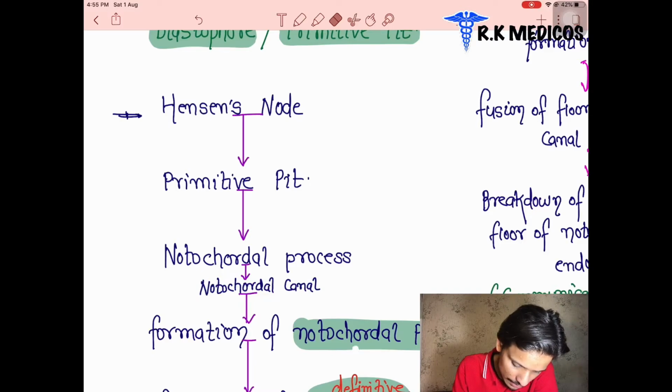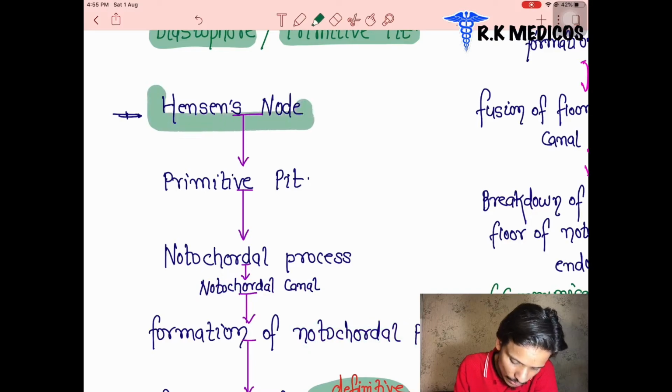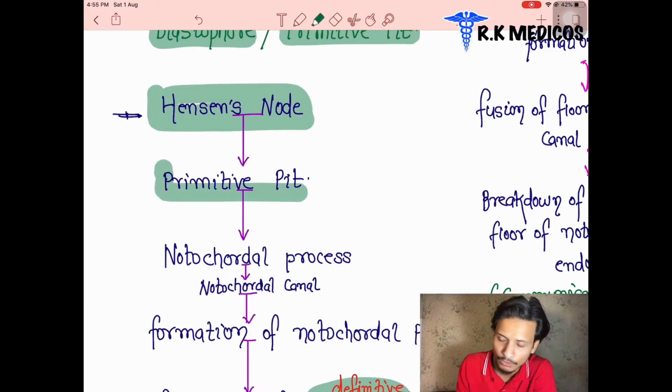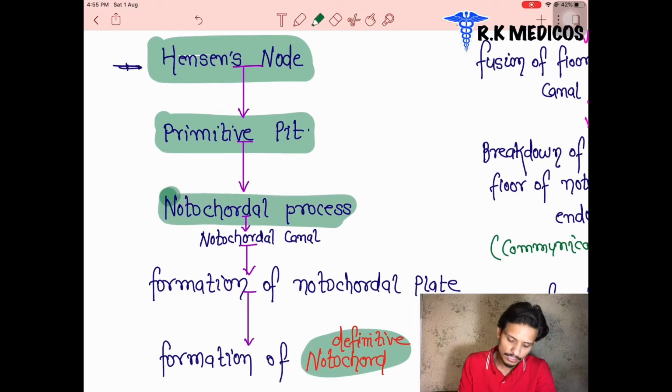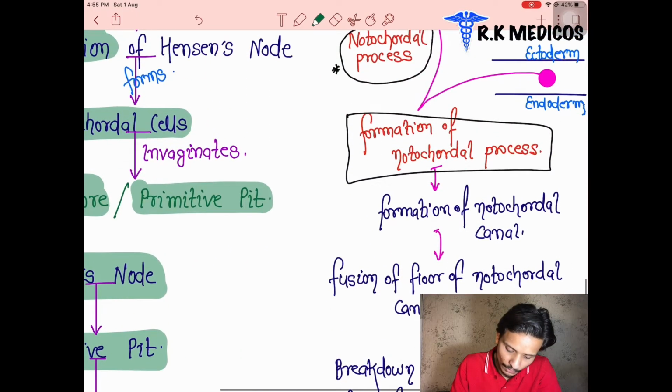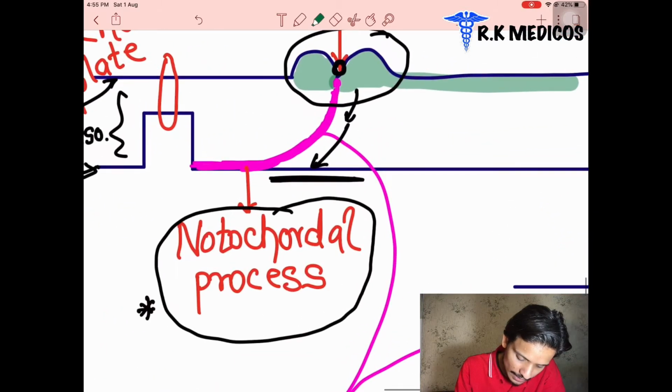There is a Hensen's node. Later on, these Hensen's nodes form the primitive pit or the blastopore, and these blastopores form the notochordal process, and these notochordal processes form the notochordal canal. What is the notochordal canal?